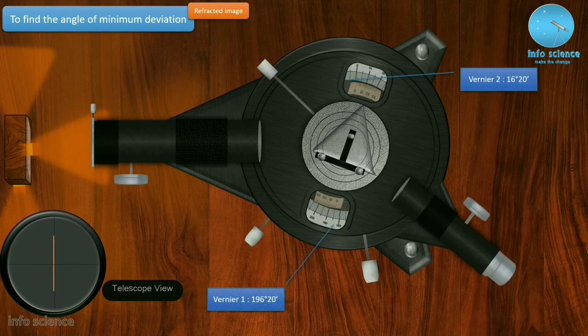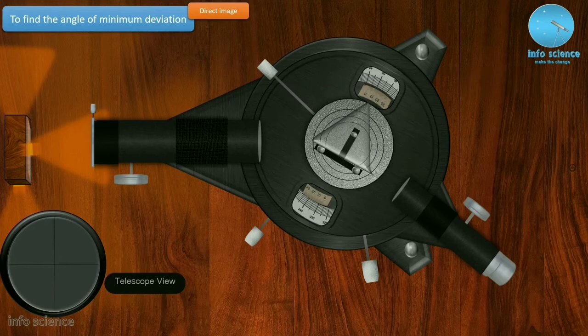So here we are getting the vernier 1 as 196 degree 20 minute and vernier 2 as 60 degree 20 minutes. So these are the values which we have to note in the refracted image column as vernier 1 and vernier 2 respectively. So now we have to find the direct image.